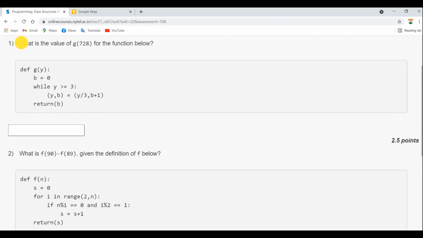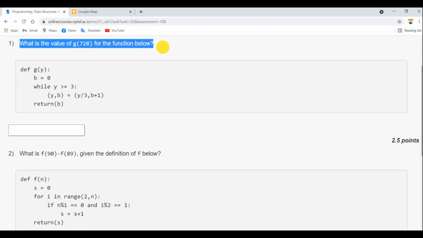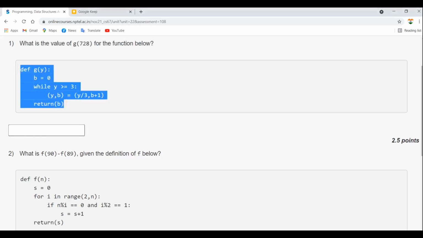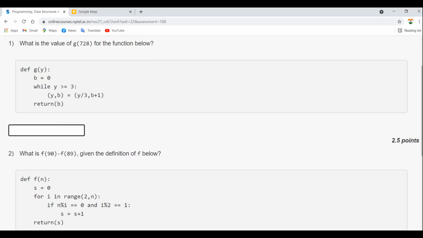What is the value of G7 to 8 for the function below? Here is the code, and the answer is 5. Question number 1, answer is 5.